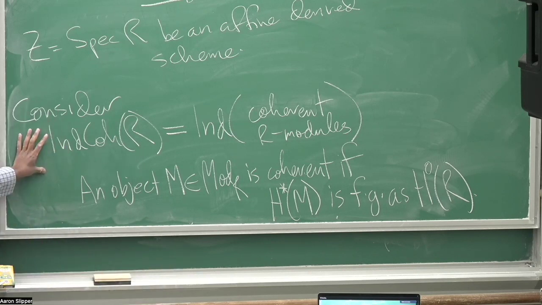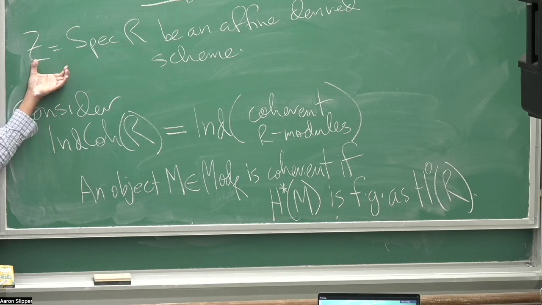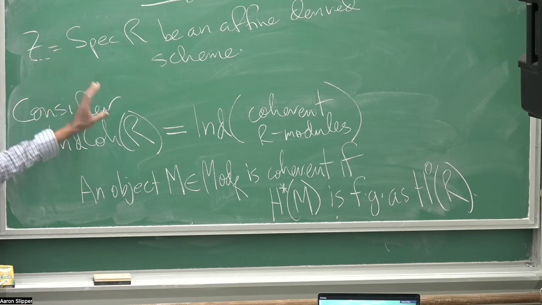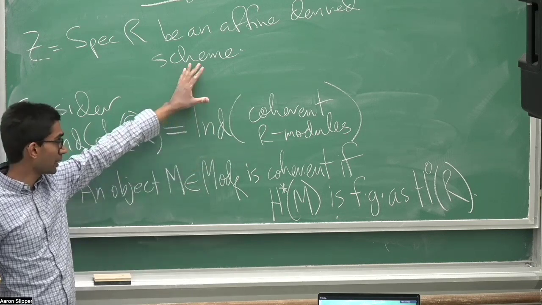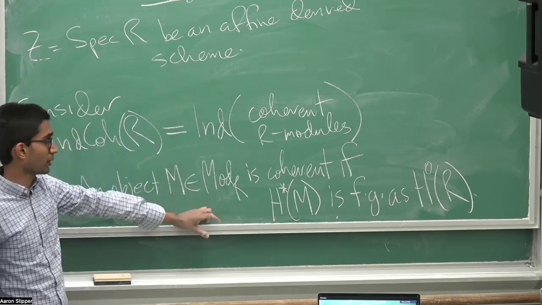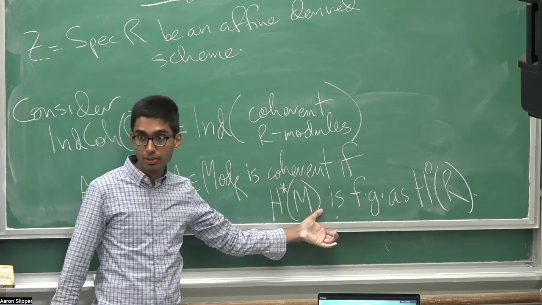Okay, so, right, recall that if you have a regular ring, like a regular classical ring, then being coherent in this sense is the same as being perfect.